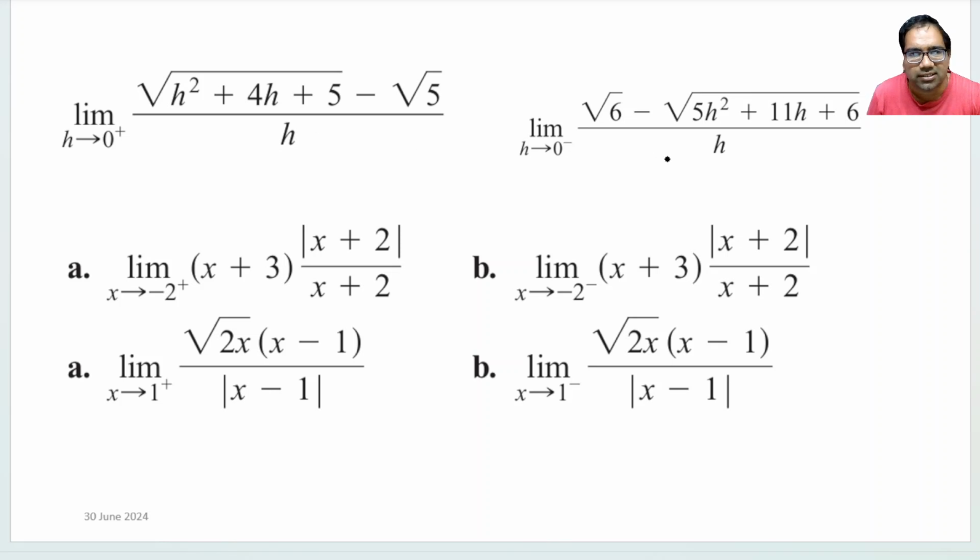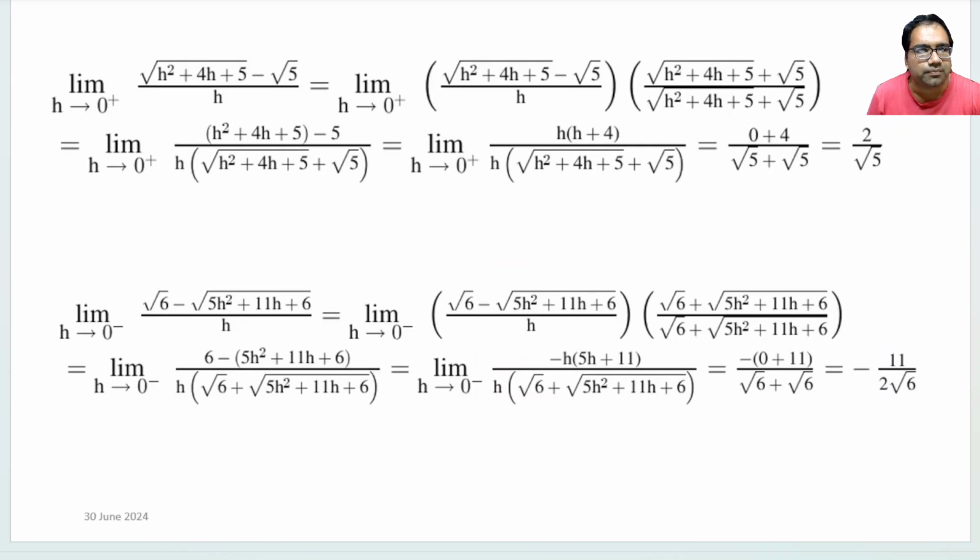h, and let's take these cases also. This is also similar. We cannot directly substitute this h, or even minus 2 plus or minus 2 minus. In these cases, what should we do? So when h tends to 0 plus, what do we do? We do the rationalization.